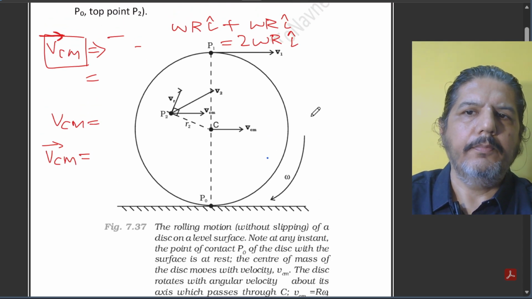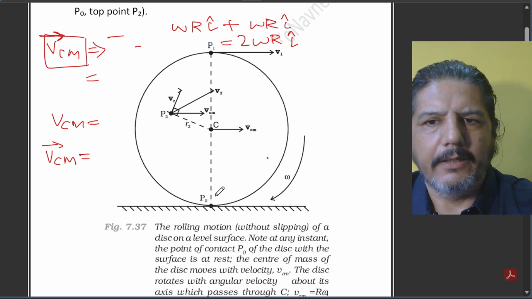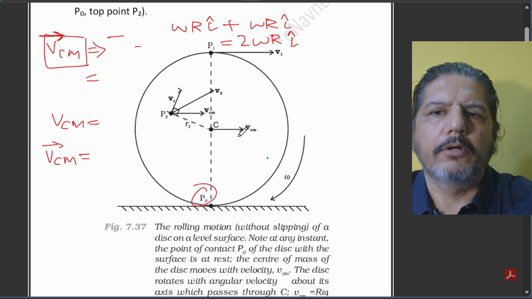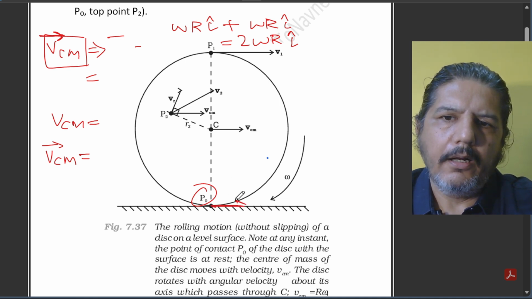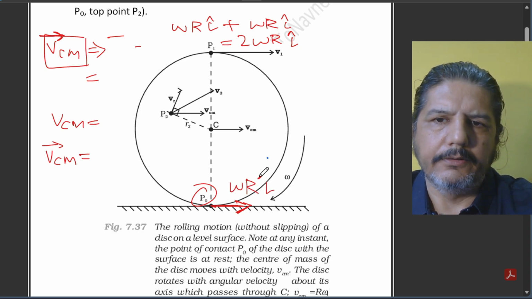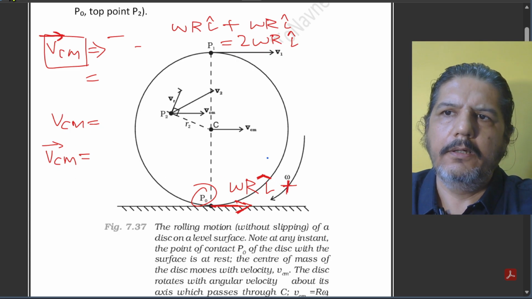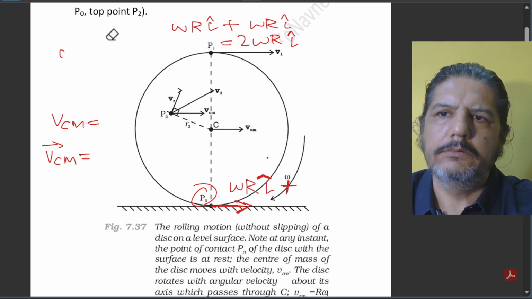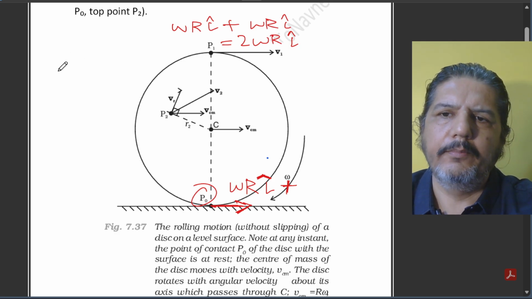Now let's look at P naught. Now this will become very easy. This will become very interesting. So P1 is done. At P naught, the VCM part, the translational part, is omega r in the I direction. Plus, now I have to calculate the rotational part. The rotational part would be given by omega cross r.